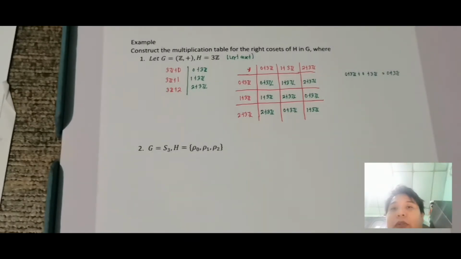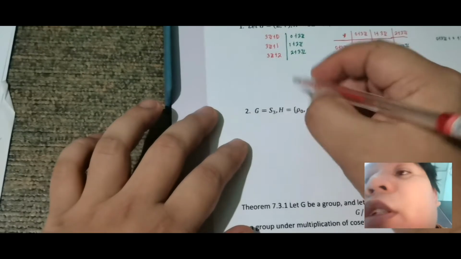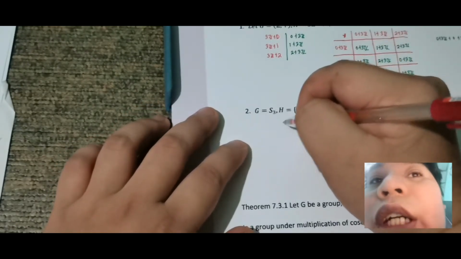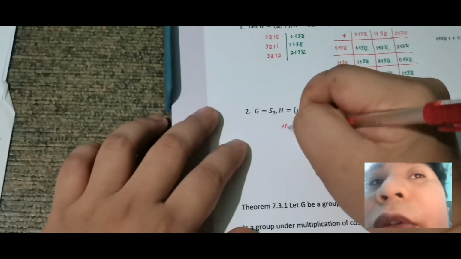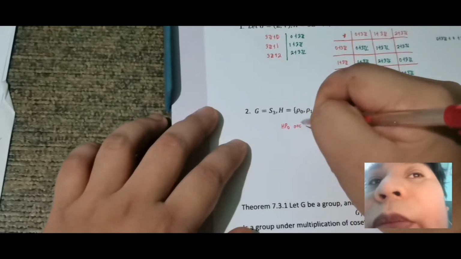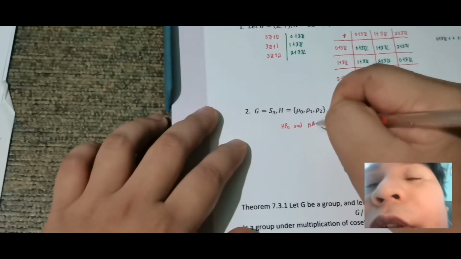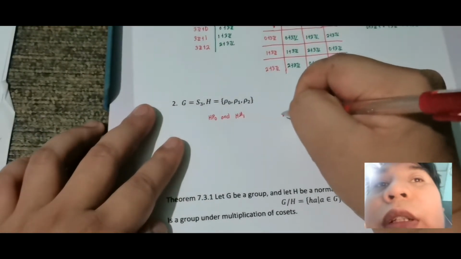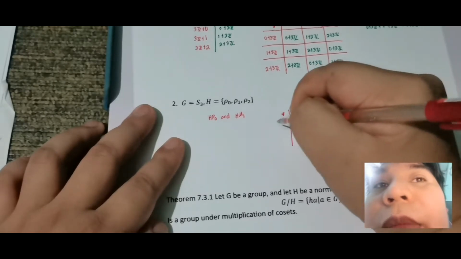Okay, so per number 2, kunin na natin to para at least din ako mahirapan. So we have G is equal to S3 and H is equal to rho 0, rho 1, and rho 2. So, construct natin yung right coset. So, sulat ko na yung right coset. Sana di na ako malito. So, the right coset of H and G are H rho 0 and we have H mu 1. So, obviously, construct lang natin yung multiplication table niya. Okay, so hoping di ako magkamali.